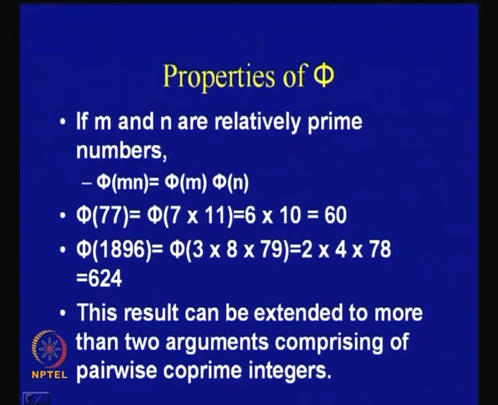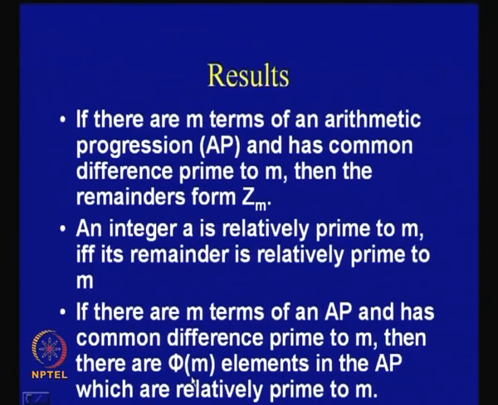This result can be extended to more than 2 arguments comprising pairwise co-prime integers. So let us see some interesting results. The first result says that if there are m terms of an arithmetic progression (AP) and the common difference is prime to m, then the remainders form Zm. This is quite a simple result which you can check.